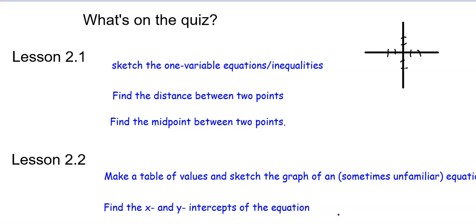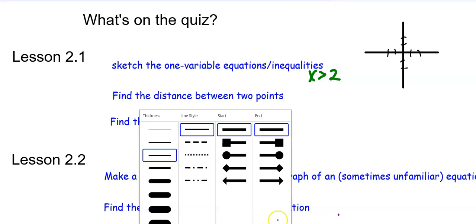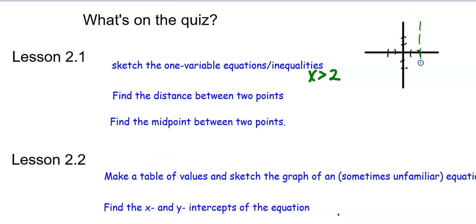So before we get into the lesson, I just want to talk about what's on the quiz that is being handed out today. Lesson 2.1, if you have an inequality like x greater than 2, a one variable inequality, you'd have to sketch, in this case, a dotted vertical line, and you would shade to the right, greater than. So that would be your answer, the graph.